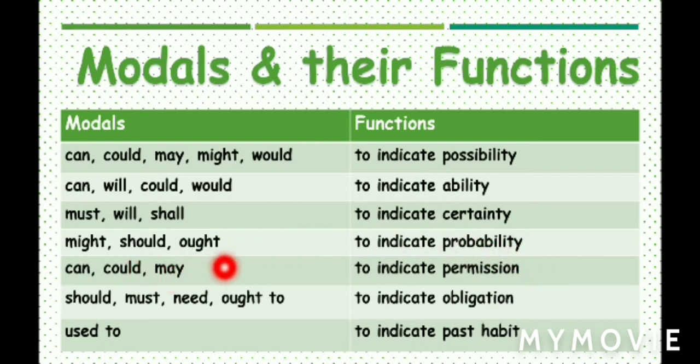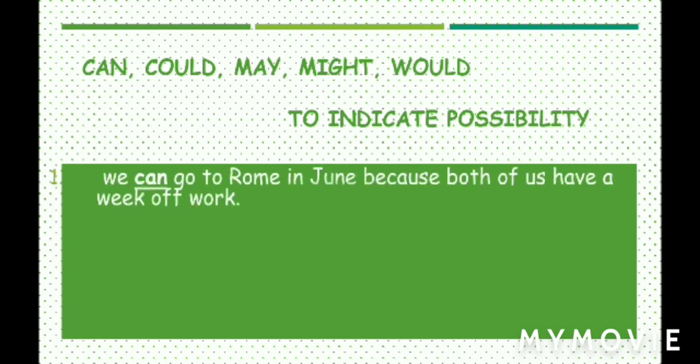Can, could, may indicate permission. Should, must, need to indicate obligation. And the last one, used to indicate past habit. Now let's deal with modals and their functions one by one. Can, could, may, might, would, that indicate possibility. Let's see how. Number 1.